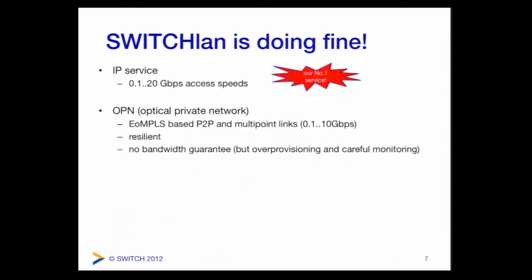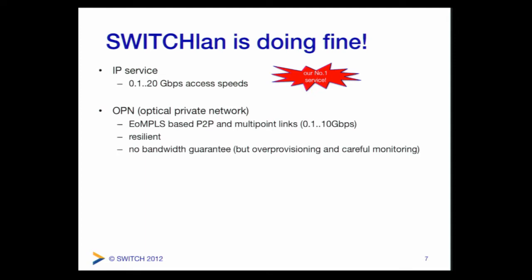Okay, the network is quite old. Fiber infrastructure and optics is about 10 years or more. Nevertheless, it's running fine. The most important service we provide is IP access. You can have this from 100 megabit to 20 gigabit at the moment. Very popular also is a point-to-point or multi-point service, just Ethernet links, which we provide with EoMPLS.